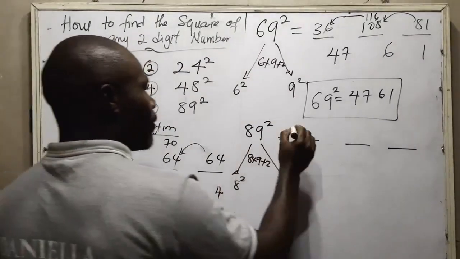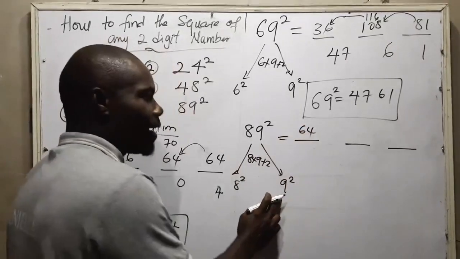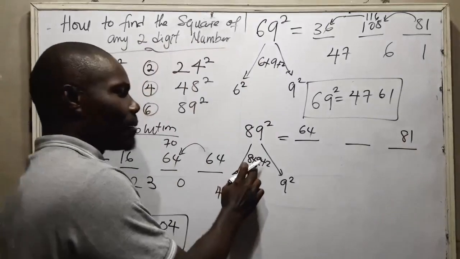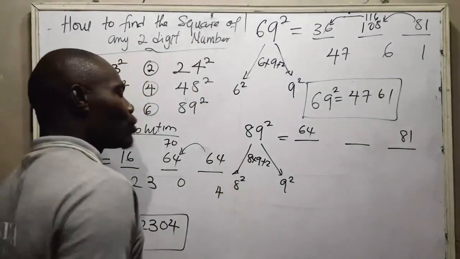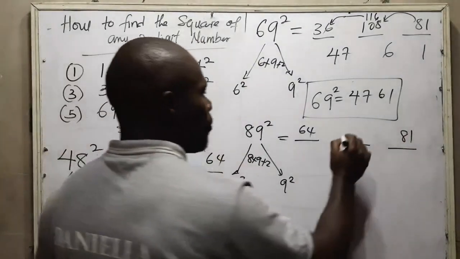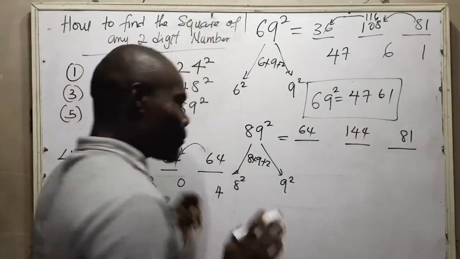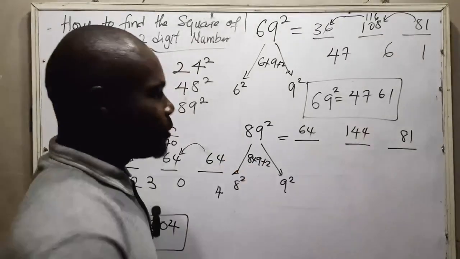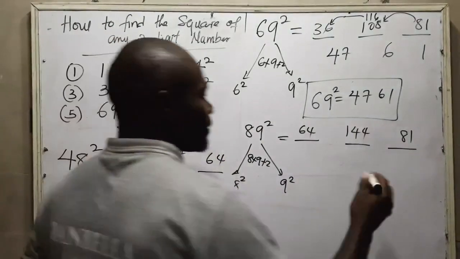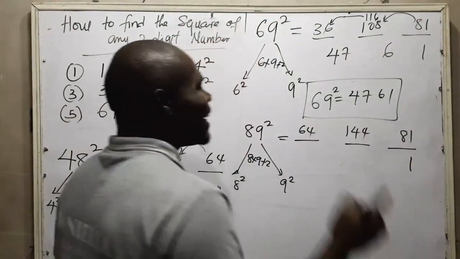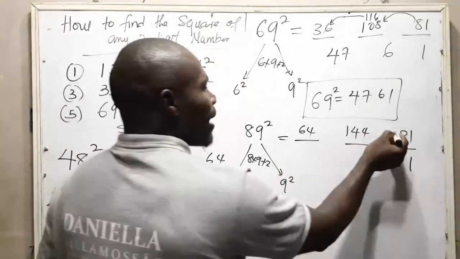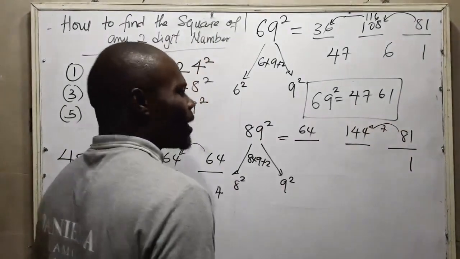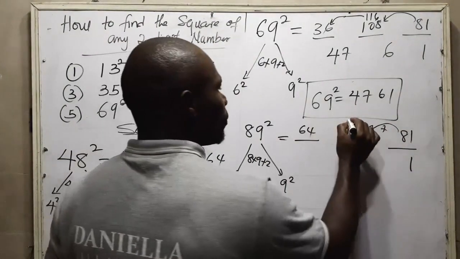So 8 squared gives us 64. 9 squared gives us 81. So 8 times 9 is 72. 72 times 2 is 144. Now what exactly you need is that from the 81, you only take one value, which is 1. It now remains 8. You will now add them together. So 8 plus 144 surely gives you 152.